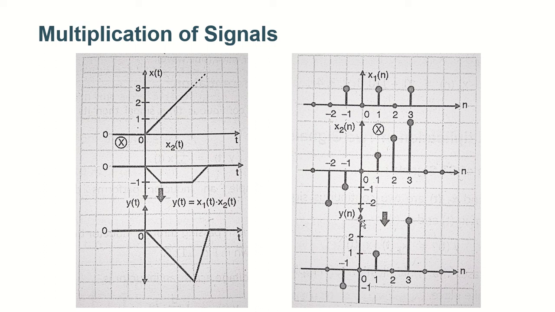Same thing here for n is equal to 0. For n is equal to 1, x1 of n is having value 1 and x2 of n is also having value 1, so 1 into 1 will be 1. For n is equal to 2, here we are having 0 value again, so anything multiplied with 0 will be 0, so again 0. For n is equal to 3, x1 of n is having value 1 and x2 of n is having value 3, so 3 into 1 will be 3. So that is the same multiplication operation for discrete time steps.